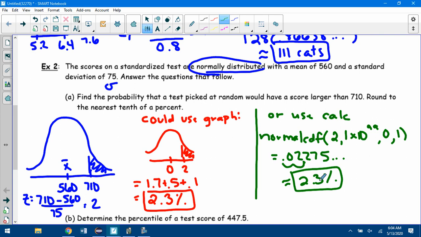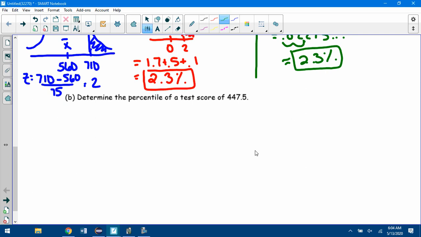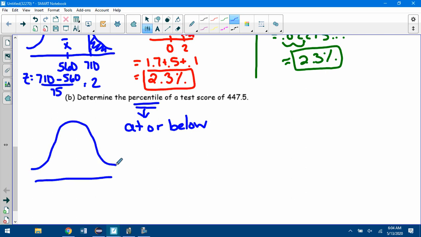So I'm trying to show you this so that you get that normal CDF is doing the same thing as adding up the percents under the graph. Okay? Part B, determine the percentile of a test score of 447.5. What's percentile mean? At or below. Hopefully you're screaming that at the video at this point. So my picture would look like this. Again, we've got our mean of 560 and the percentile of someone who gets a 447.5. At or below means you shade at or below.